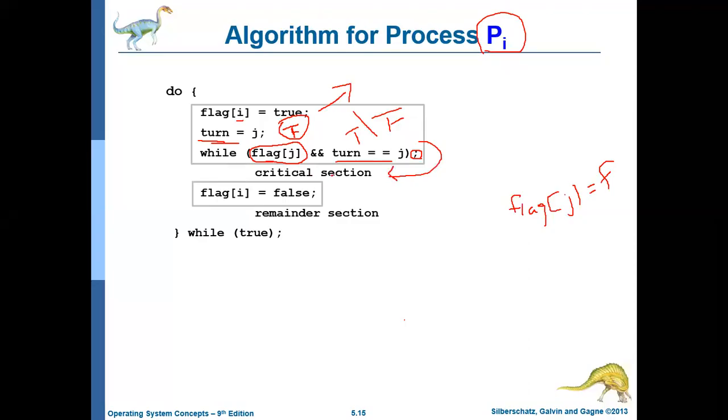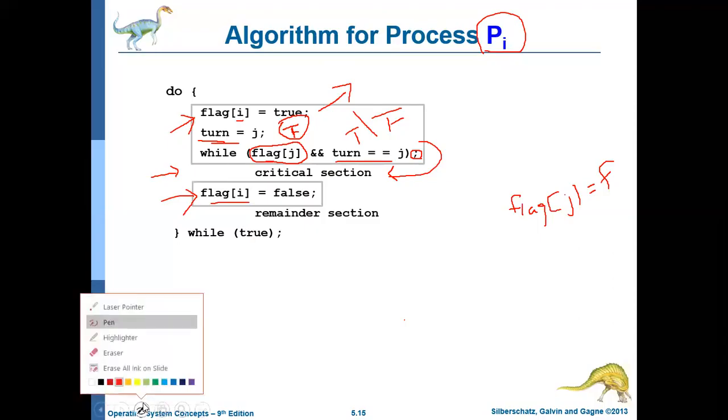Okay, now the ith process will execute its critical section, and then the ith process, after completing the critical section, will set flag of i equal to false. That is, no more do I need the critical section. Now if j wants, then it can execute its critical section. So this is the entry section, this is the actual critical section, and this is the exit section. So this is the algorithm for process i.